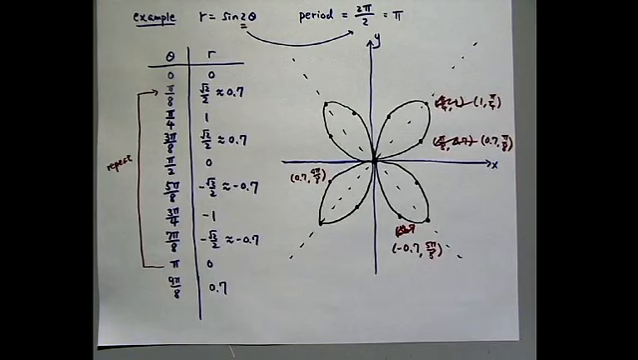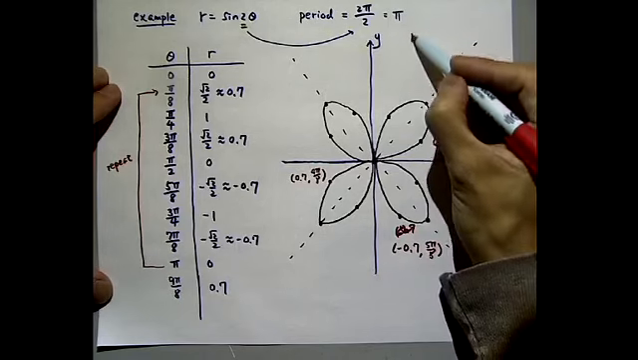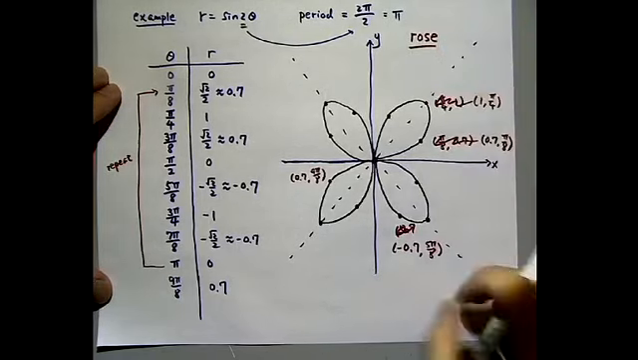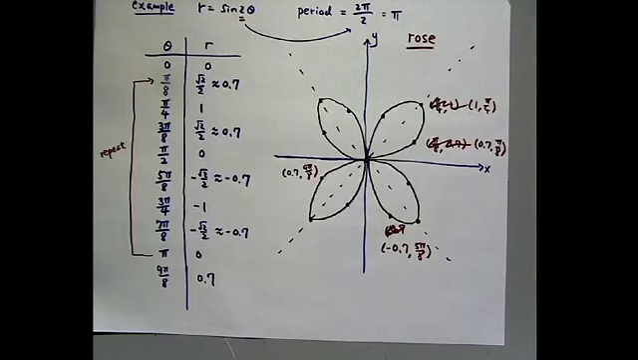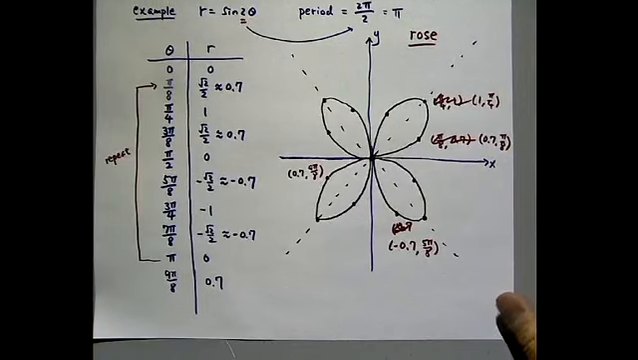Okay, so we got this pretty interesting shape here. It's like a flower, right? This is actually called a rose. And this is a technical name, actually. It's a mathematical term for a shape that looks like this. We call it a rose. It's a 4-petal rose.